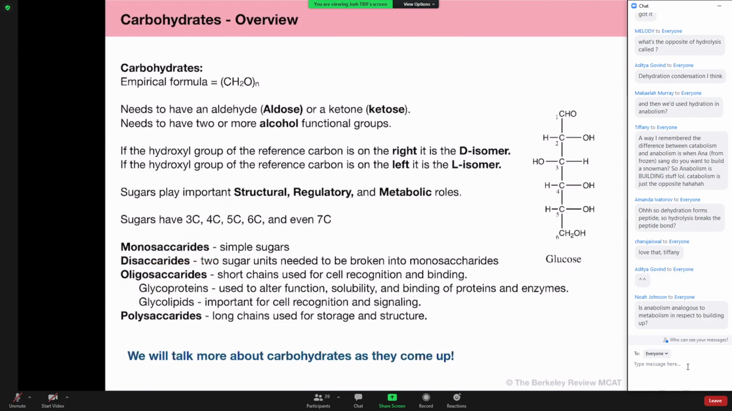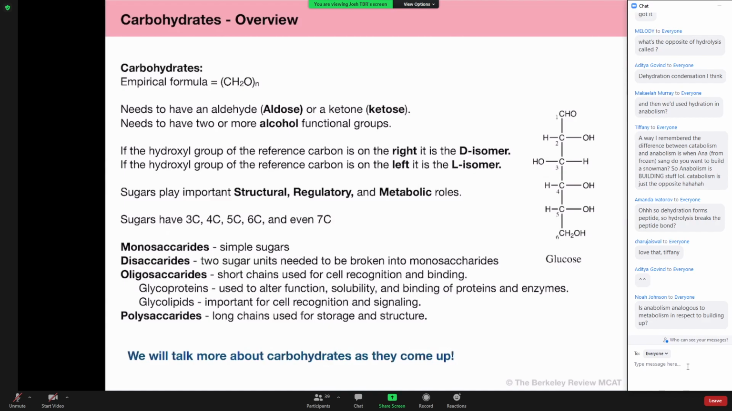Monosaccharides are just simple sugars, so they're just one ring structure. Disaccharides are anything that has 2 ring structures. So lactose would be a good example of a disaccharide. It's got a glucose and a fructose attached. Monosaccharide, glucose, and so on.